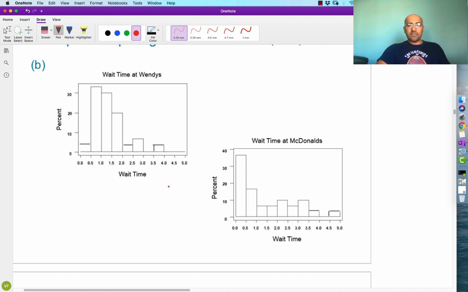Okay, so what is this saying? Remember that the horizontal axis is describing the time values, the waiting times, 1 minute, 1.5, 2 minutes, 2.5, all the way out to 5 minutes. And then the heights of these rectangles tell you how frequent that result appeared. So there were values in between half a minute and 1 minute. Looks like that's the most common result for Wendy's, waiting between 30 seconds to 1 minute, because it's the tallest.